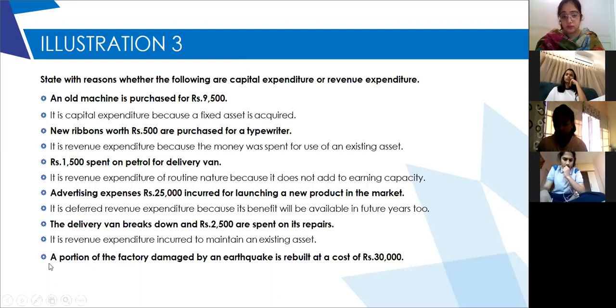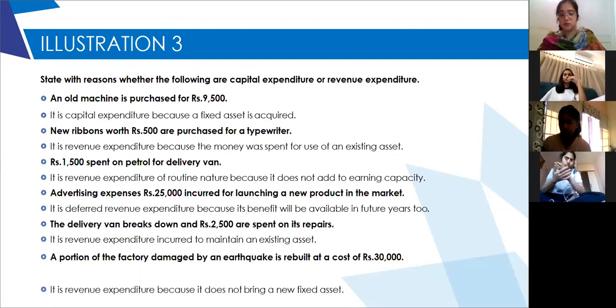Be very careful. A portion of the factory damaged by the earthquake is rebuilt at a cost of 30,000 rupees. What would be this one? Deferred revenue. The factory is damaged by an earthquake and it is a heavy repair cost. Revenue. It should be revenue, correct?